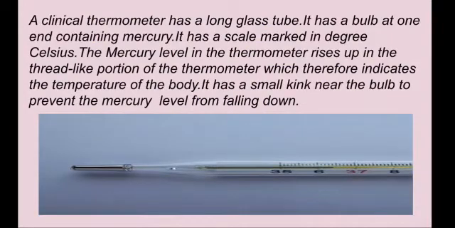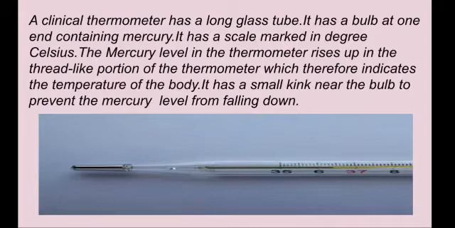A clinical thermometer is a long glass tube, as I told you all. It has a bulb at one end containing mercury. Okay. It has a scale marked in degrees Celsius. The mercury level in the thermometer rises up in the thread-like portion of the thermometer, which therefore indicates the temperature of the body. It has a small kink near the bulb to prevent the mercury level from falling down.